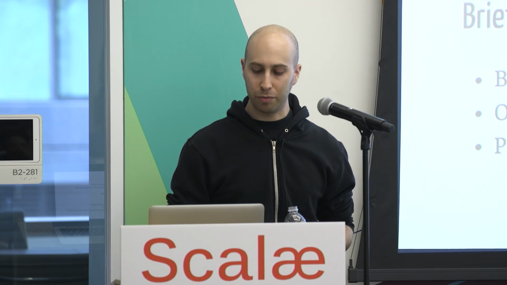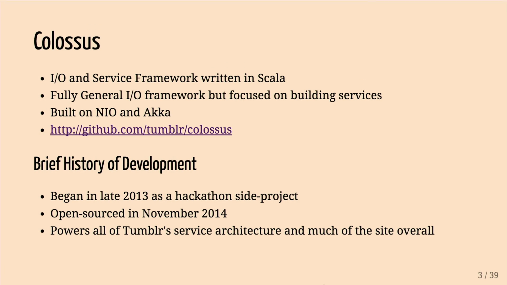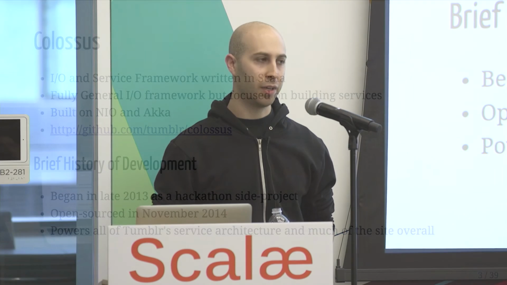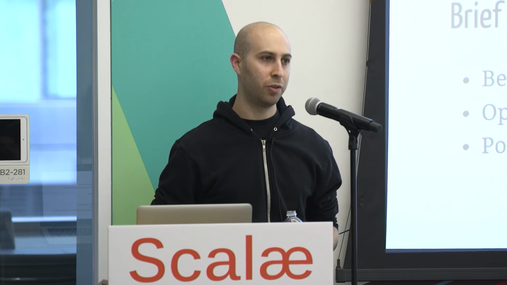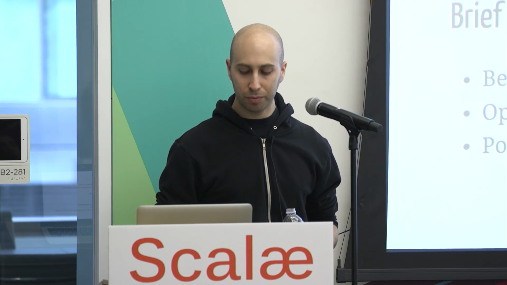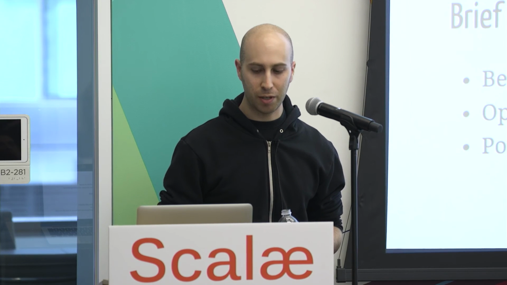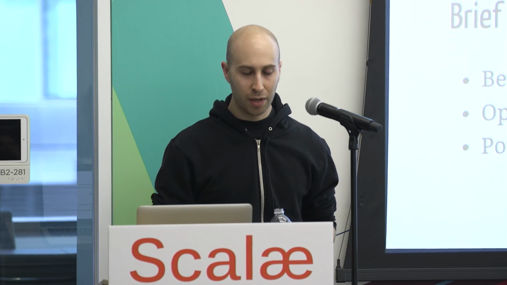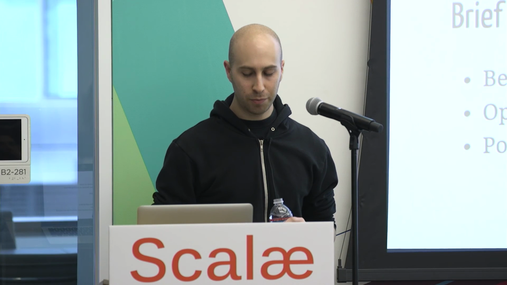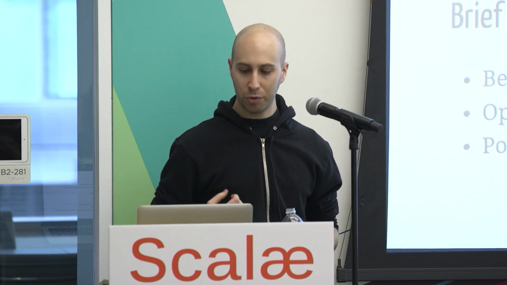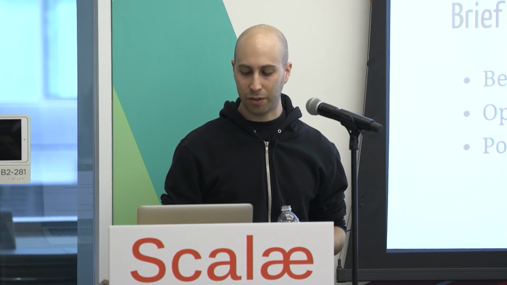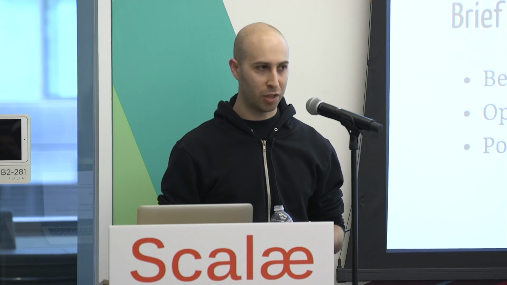And just as a brief history of where we've been with it, I started working on Colossus towards the end of 2013. And it really started as just a hackathon side project. So the first version I built in 24 hours. And it kind of just sat around for a while. And then a few months later, we decided to try using it in a project, and it worked out really well. So we started to build it out more, productionize it. And then finally, towards the end of 2014, about a year later, we open sourced it. And then since that time, it's grown significantly. And it's come to a point now where it pretty much powers our entire service architecture and a pretty large portion of Tumblr overall.